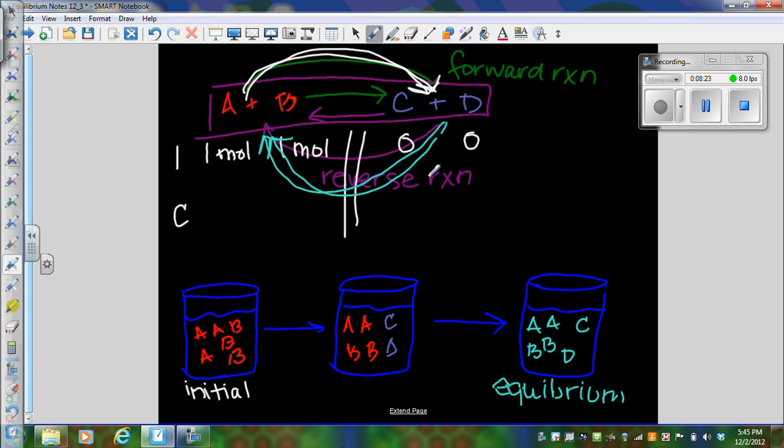But what is true is that the rate of the forward reaction is equal to the rate of the reverse reaction. And so when your rates are equal, you are in a state of equilibrium.